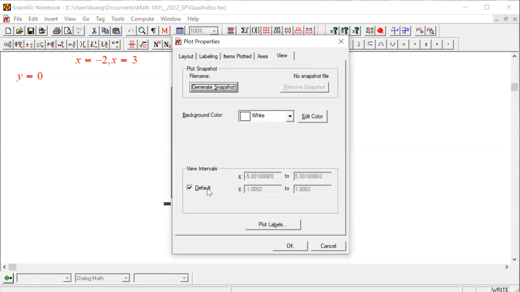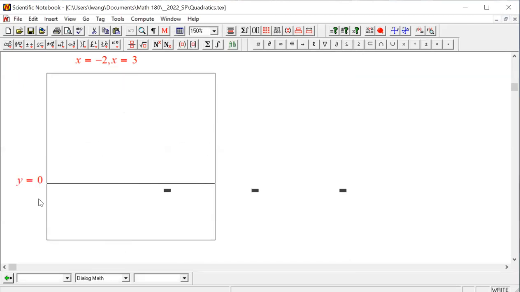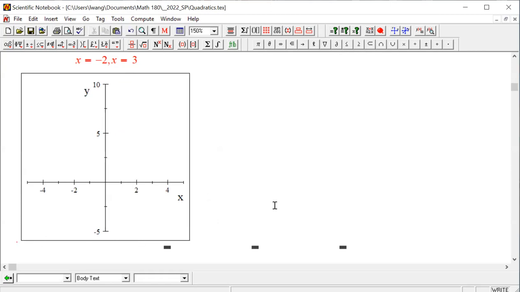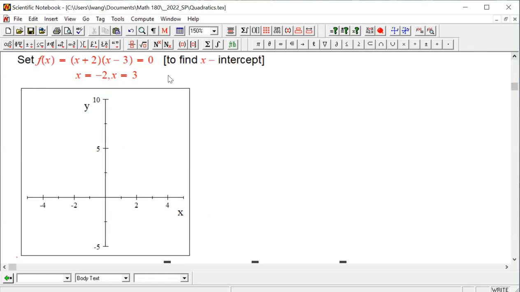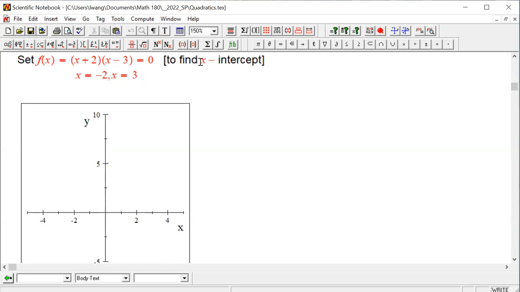Okay, so over here, and there. There we go. So I have a platform to plot points. I know my x-intercepts. Actually, I have two x-intercepts, and these two x-intercepts are (-2, 0) and (3, 0), right? So I can find two spots on the graph.